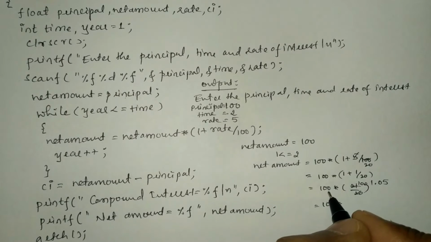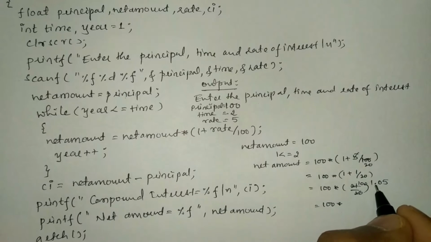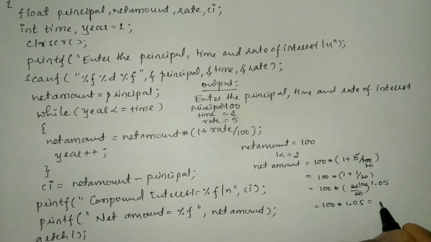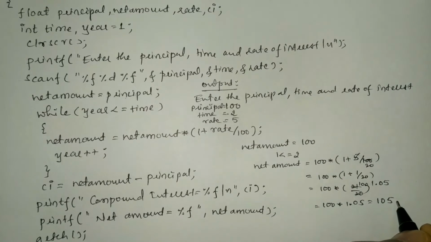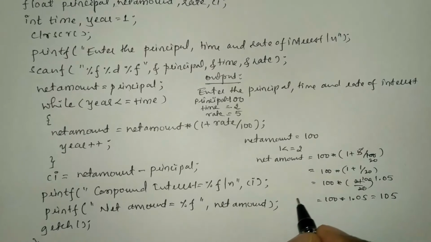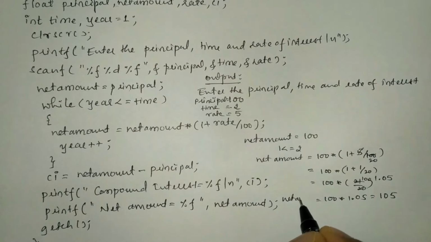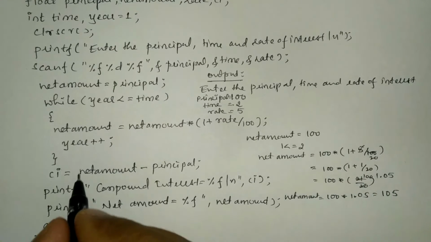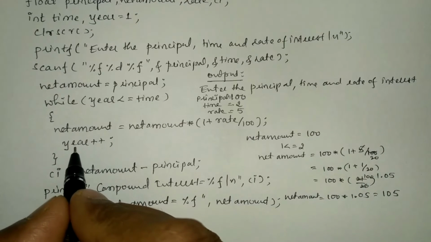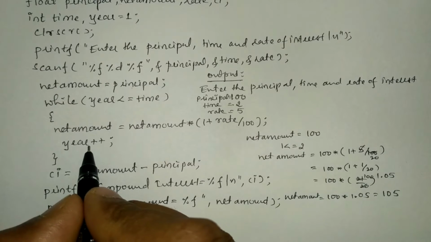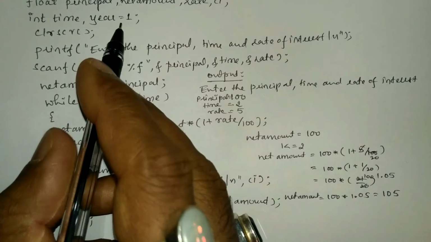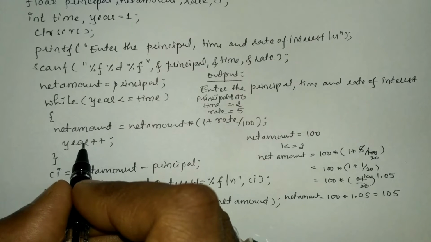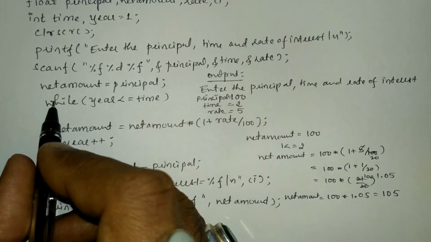Yes. So next, 100 into 1.05. This gives us what? 105. So now net amount is 105. Again, here you can see the year will get incremented by 1. Earlier it was 1, now with year plus plus it is 2, right? So again control transfers to while.